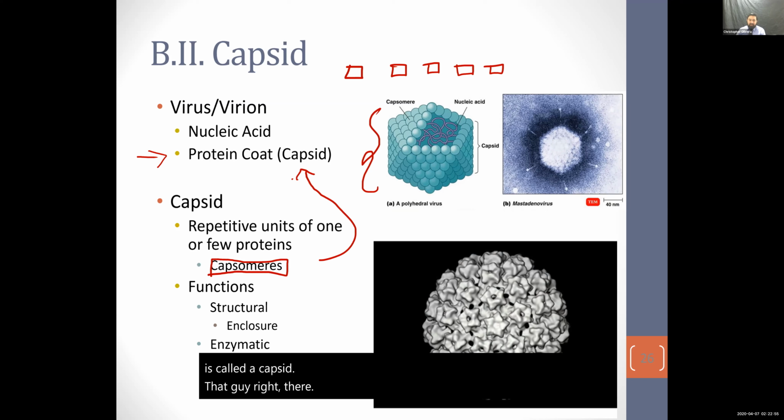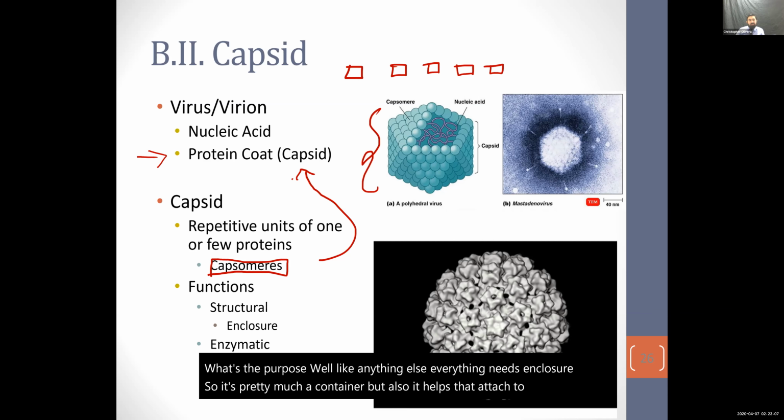So what's the purpose? Well, like anything else, everything needs an enclosure. So it's pretty much a container, okay? But also it helps it attach to its host. So it has 2 main functions. One as a way to contain it and hold it inside, package its DNA or RNA inside of it, but it also works in terms of recognition, that handshake that we were talking about a little bit earlier.